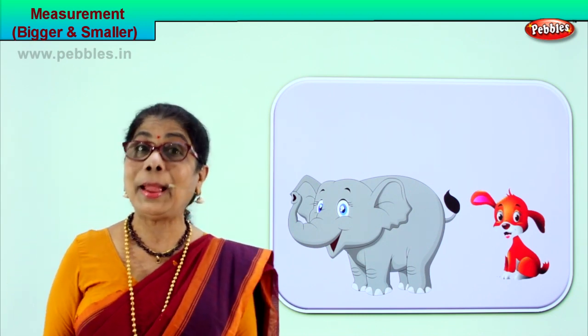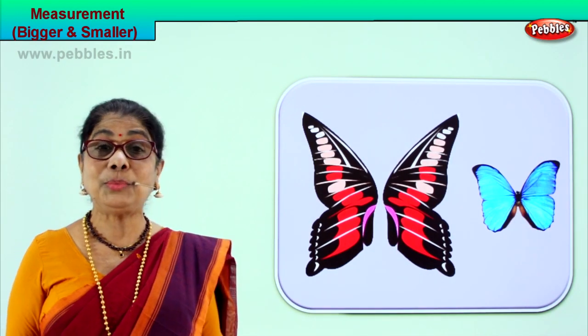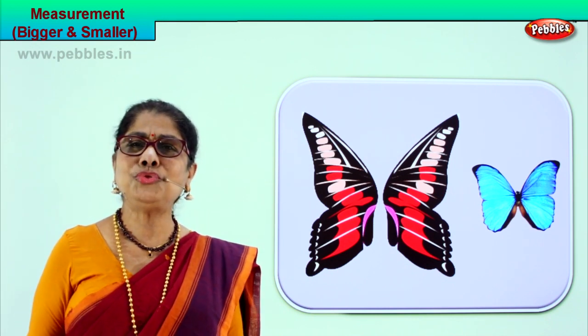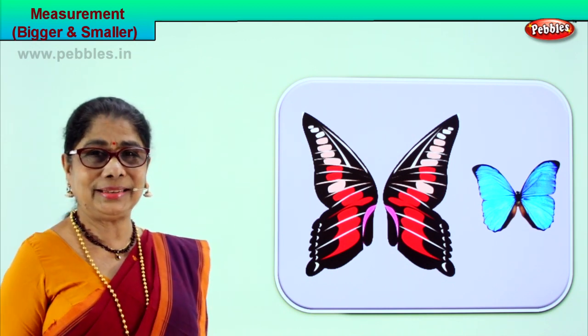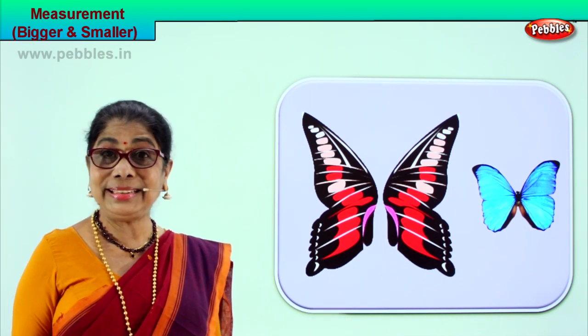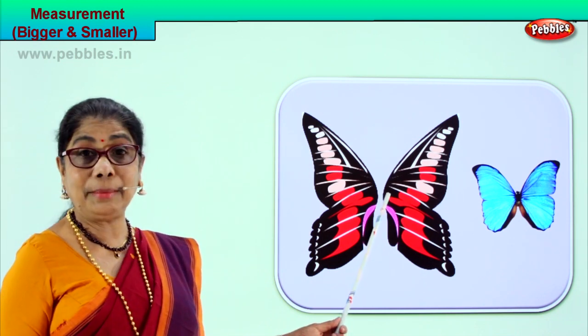What are we learning? Measurement. Yes, we are learning two beautiful measurements. What are they? Bigger, smaller. Look at this picture. We have two butterflies here. We have a red one and the blue one. Two butterflies. And which is the bigger butterfly? Certainly, the red and black.